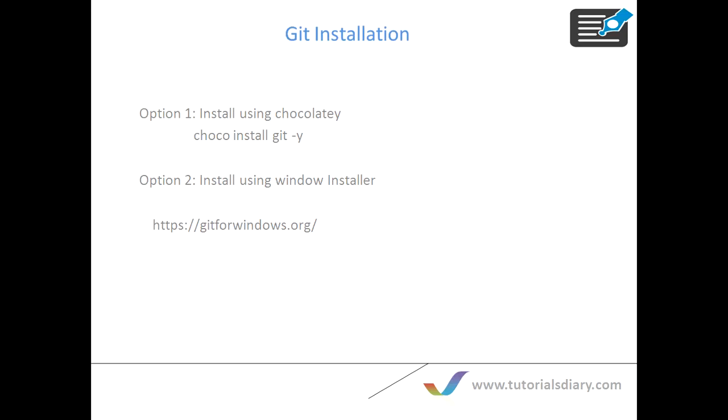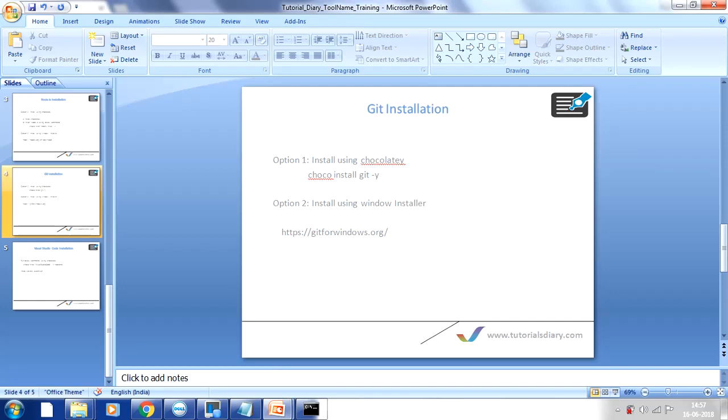I would recommend going for the first option because this video is part of the Ethereum development session, and whatever tool we install as part of Ethereum, we'll use Chocolatey for that. So we'll show you both options one by one. Let's start installing Git on Windows systems.